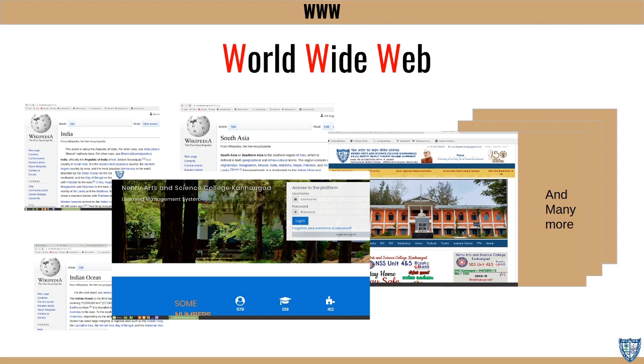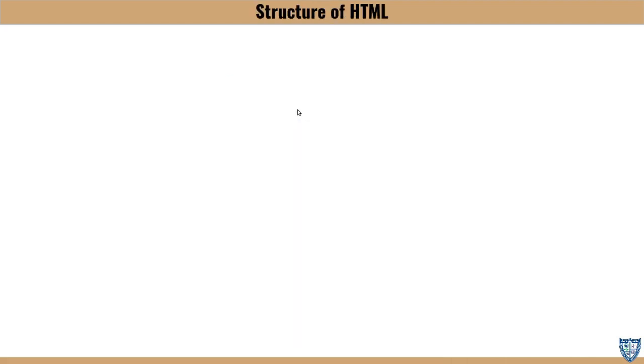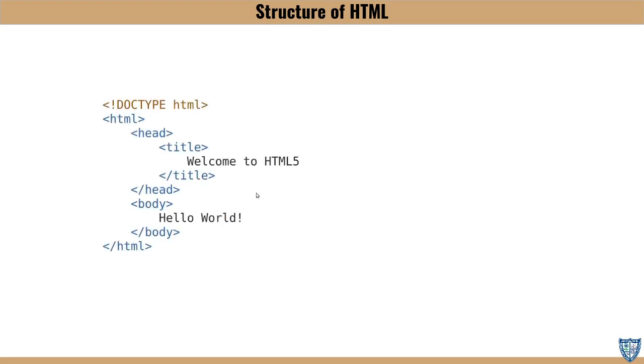Okay, so now we will shift our focus to hypertext markup language. We will learn the basics of the language, how to create an HTML document and view it in a browser. In this session, we will create a simple HTML code and see how that looks in a browser. So, structure of HTML. This is a simple HTML code. I'll explain the first line.